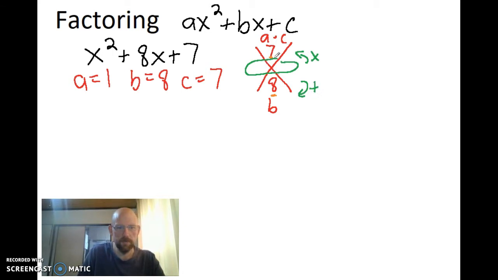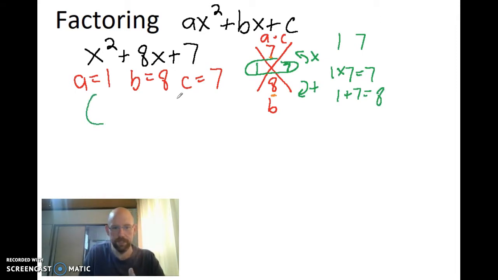So we like to list off the factors of 7, which in this case is pretty easy. It's just 1 and 7. So quick look, 1 times 7 is 7. 1 plus 7 is 8. So it works pretty well.